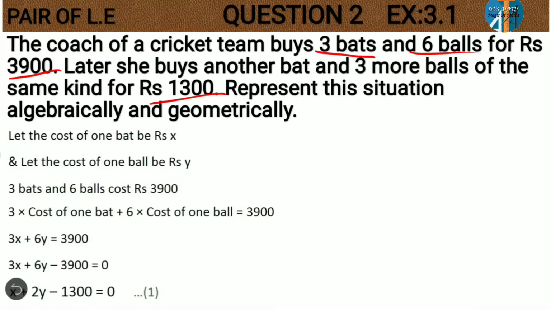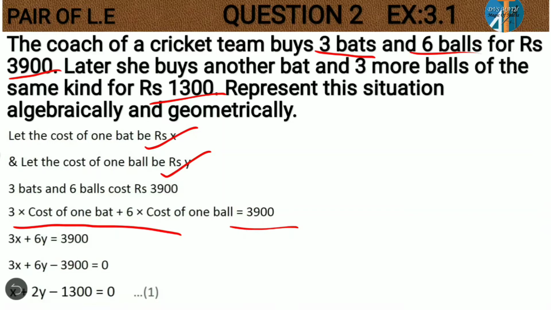Now let us consider the cost of one bat to be x and the cost of one ball to be y, because here we have two variables x and y. So here, 3 bats and 6 balls. Look here, I am showing you: 3 into the cost of one bat plus 6 into the cost of one ball, together we will get 3900. So how can we represent it? 3x plus 6y is equal to 3900.